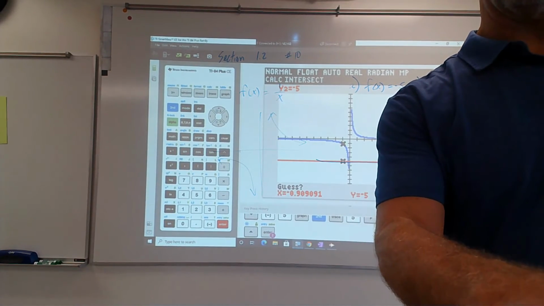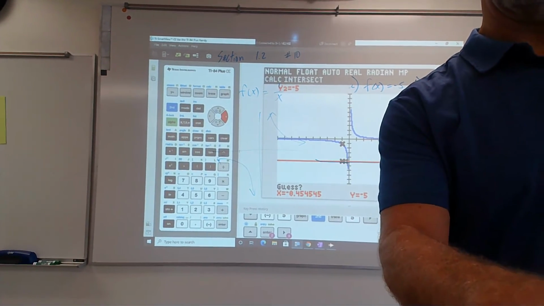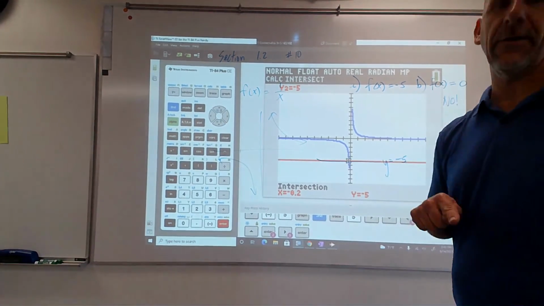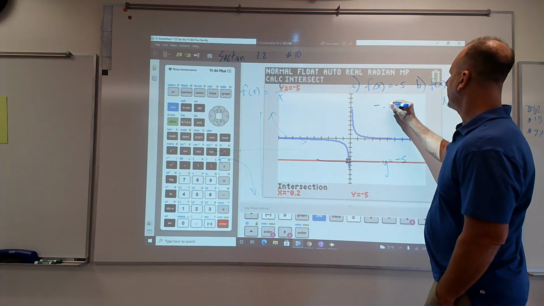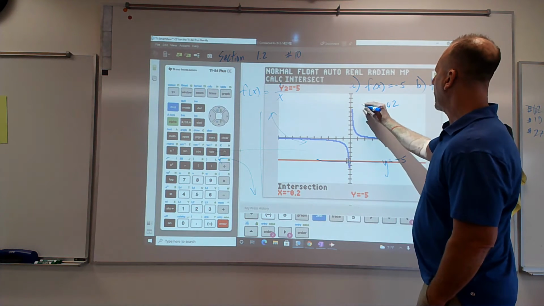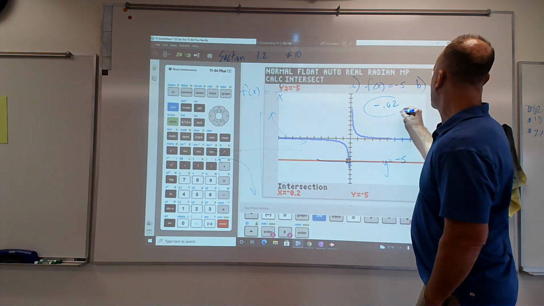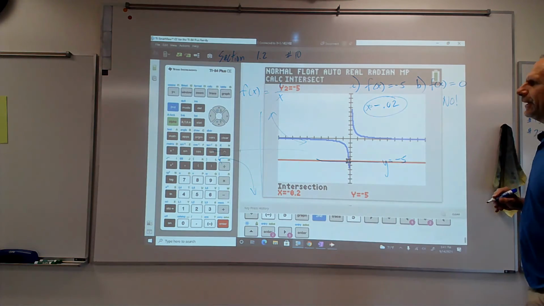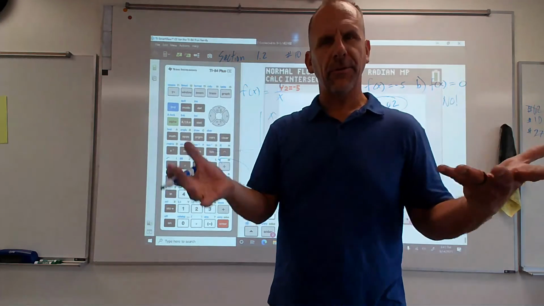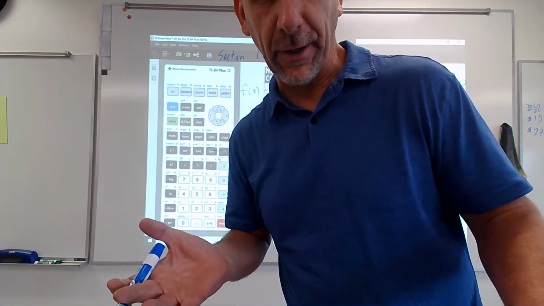Guess, I don't know, I guess right over here. Move it over just a little bit. Press enter. And the answer is negative 0.02. When x is negative 0.02, that's the way you do it with a grapher, which is the way you want to do it on this test.